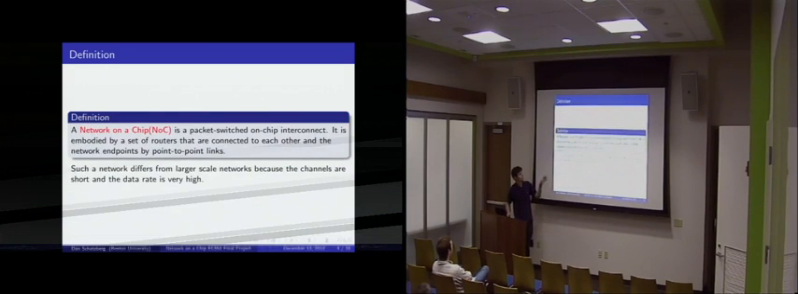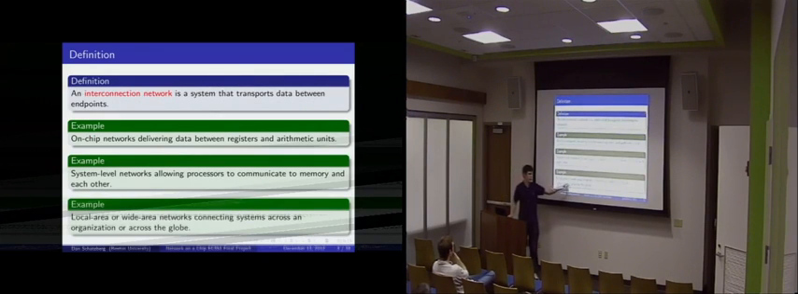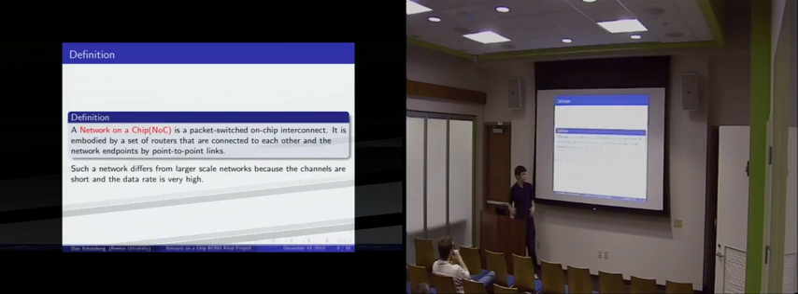So I'm particularly focused on a network on a chip, and this is a packet-switched on-chip interconnect. You have a set of routers that are connected to each other, and each one comes with a network endpoint, and these are connected point to point. So I'm explicitly not talking about these local area or wide area networks here. And the significant difference is that I have much shorter channels and much higher data rate. And so the solutions that I will go after in a network on a chip are going to differ from what you'll see in a large area network. Feel free if you have questions at any point, just ask.